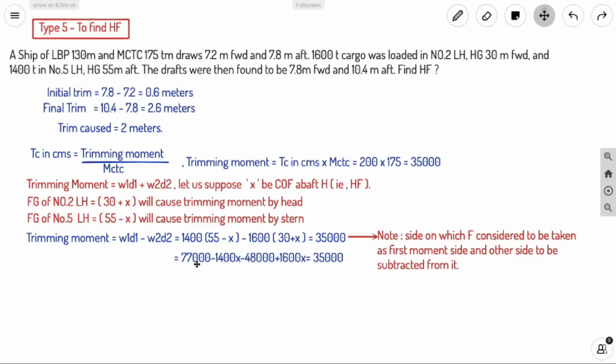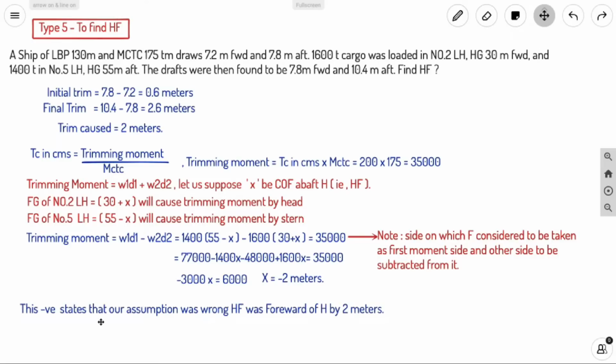So we can say the equation as 77,000 minus 1400X. We solve these brackets, and finally we can say minus 3000X is equal to 6000 and X is equal to minus 2 meters. So what does this minus indicate? This negative states that our assumption was wrong. What we assumed before was COF is abaft H. The negative sign indicates that the assumption was wrong, and in reality our COF is forward of H. That means it's forward of H by 2 meters. So that's the answer. HF is equal to 2 meters forward.